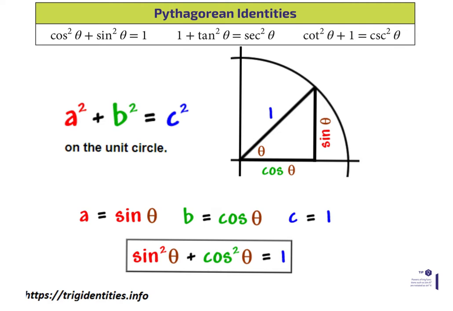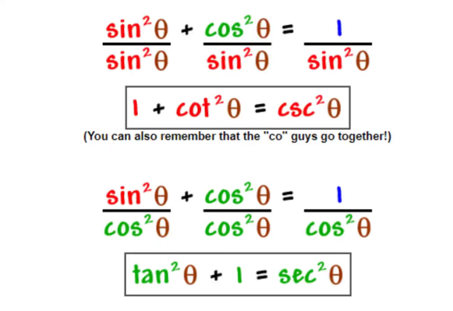From that, we get the other two Pythagorean identities. They are actually based off of this one. The second one that you're going to notice is 1 plus tangent squared equals secant squared. And then 1 plus cotangent squared equals cosecant squared. So secant and tangent go together, cosecant and cotangent go together in these Pythagorean identities. This is where they come up with this.